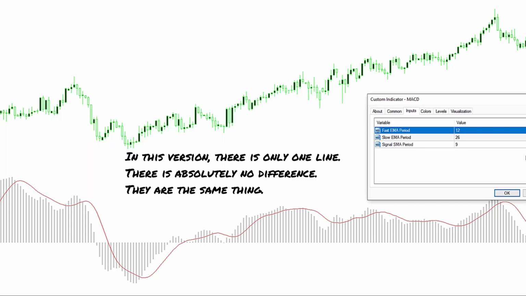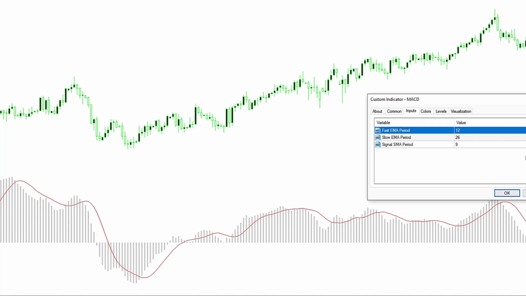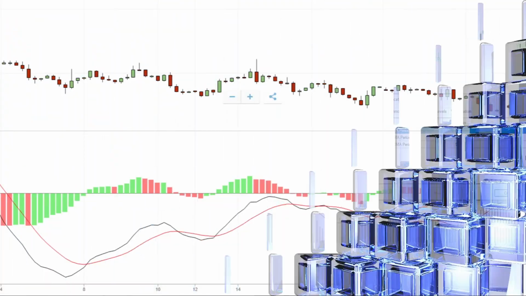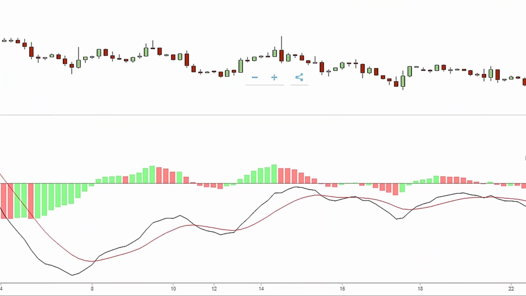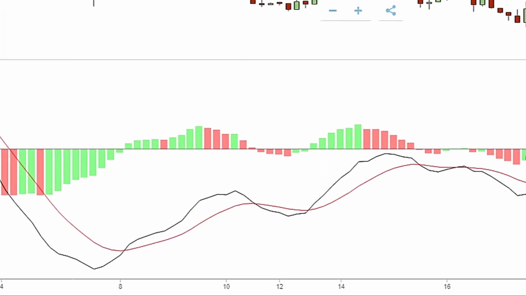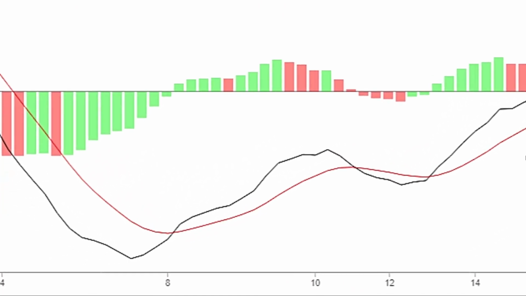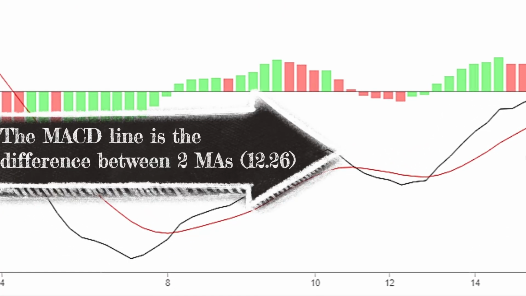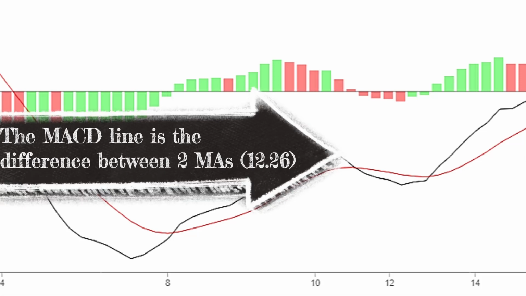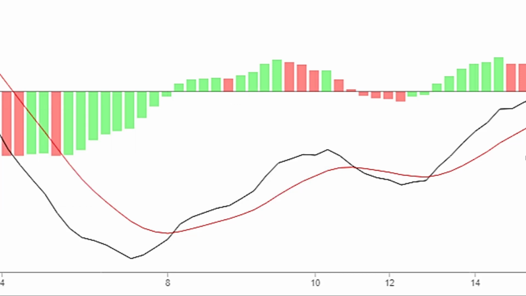As we said, there are two lines, the MACD line and the signal line. The two lines that are drawn are not moving averages of the prices. The MACD line is the difference between two moving averages, the two EMAs we mentioned earlier. The MACD line is considered the faster moving average. The MACD line is the difference between the 12 and the 26 period moving averages.